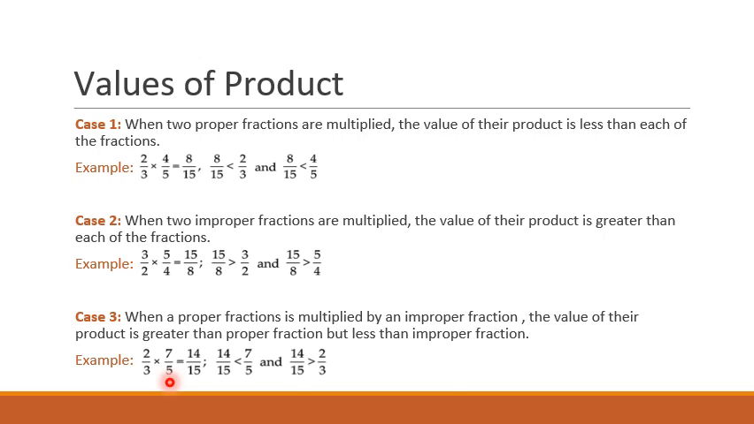Now if I compare 7 by 5, to make denominator 15, I have to multiply it by 3. So this will become 21 by 15. So if I compare, 21 is greater than 14, so I can say 7 by 5 is greater than 14 by 15. So hence you can say that the product, that is 14 by 15, is less than the improper fraction and it is greater than the proper fraction. So these are the values of the product if I multiply different types of fractions.